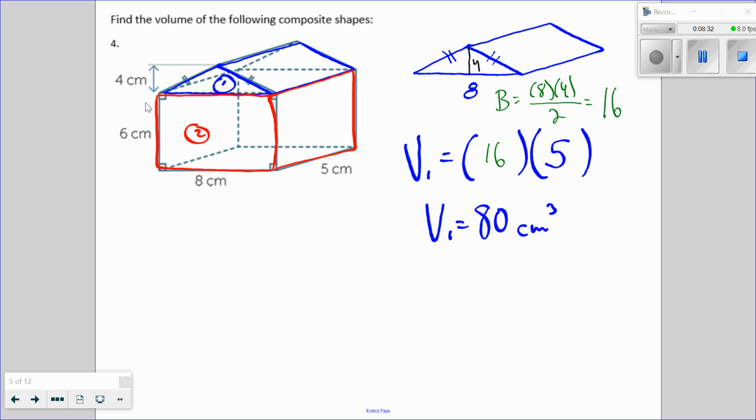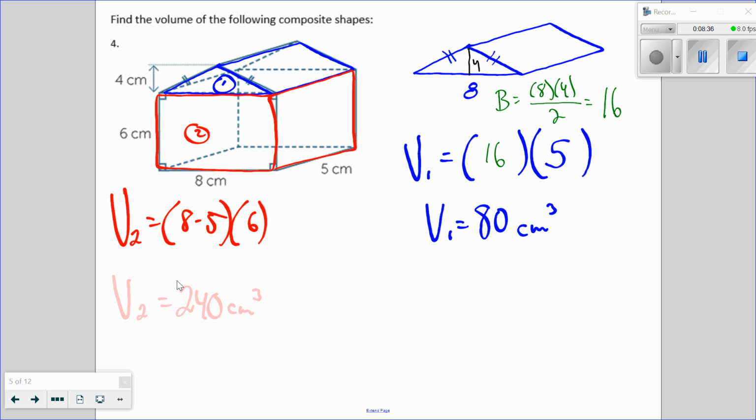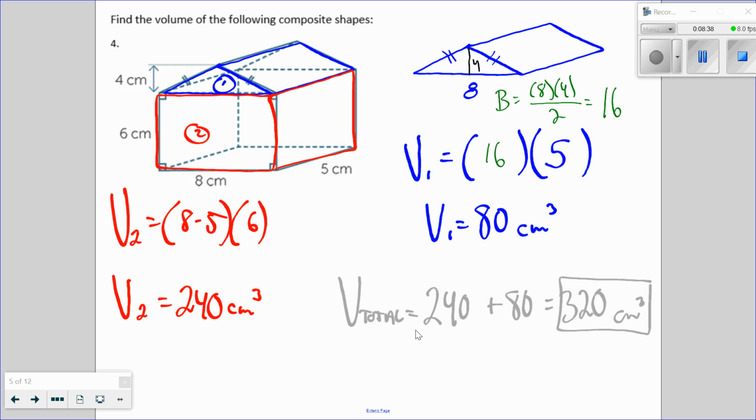As far as the bottom portion, the one that I outlined in red, that's just 6 times 8 times 5. And then, of course, you add them together, and you got your volume. All right, so let's try the next one.